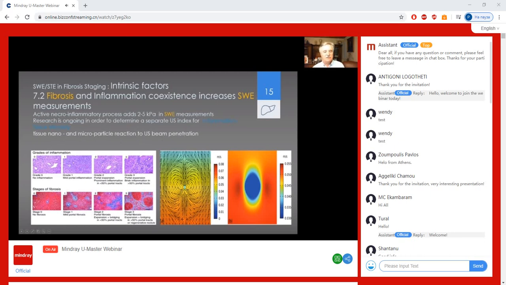Those are grades of inflammation from 0 to 3. Imagine how complicated the situation is if there is coexistence of inflammation and fibrosis. With elastography alone, we cannot discriminate those two pathologies.